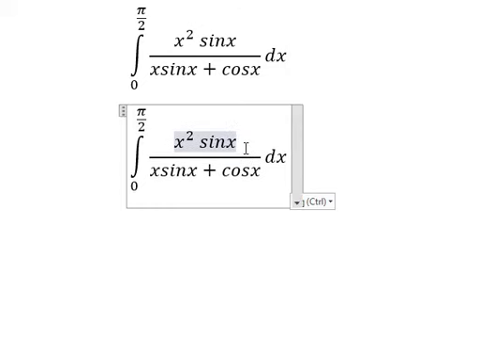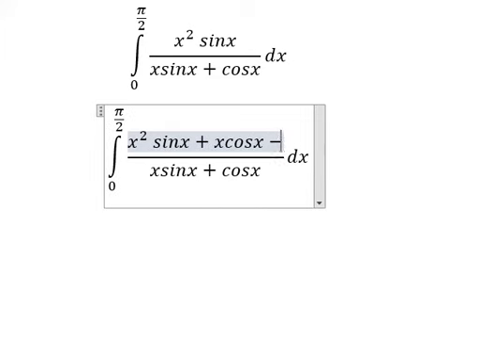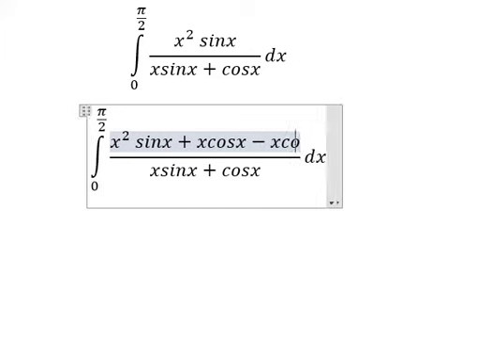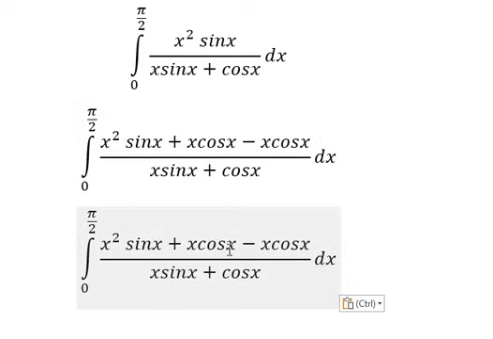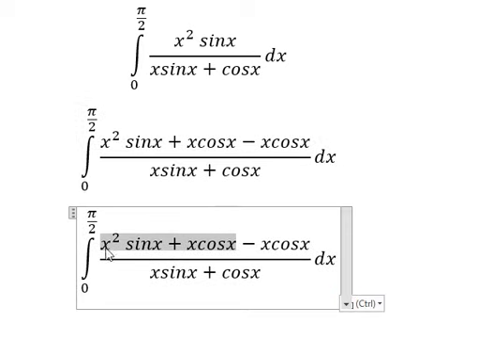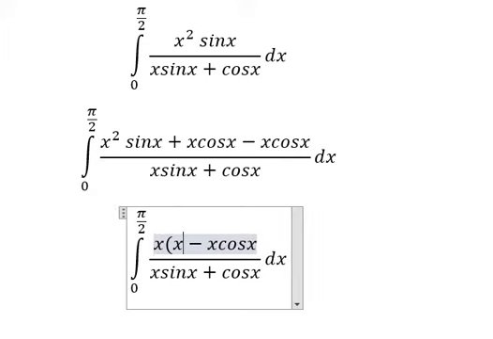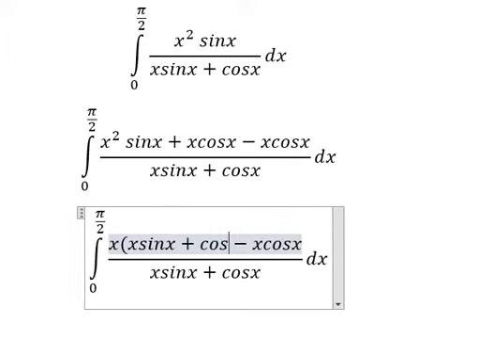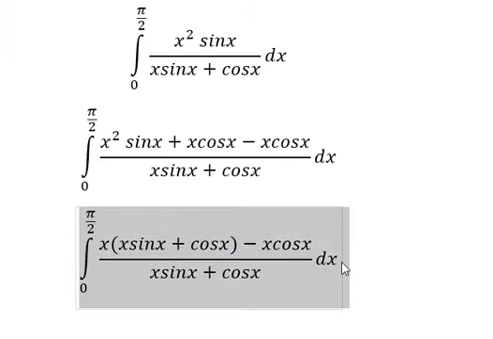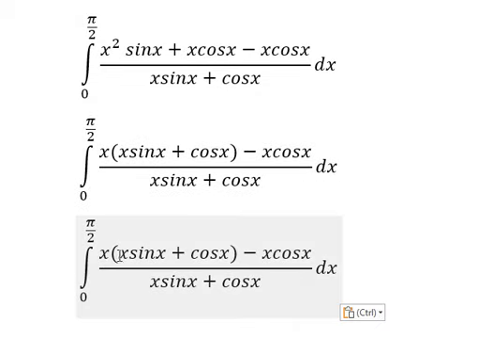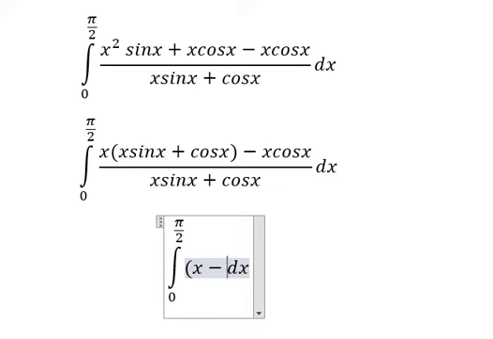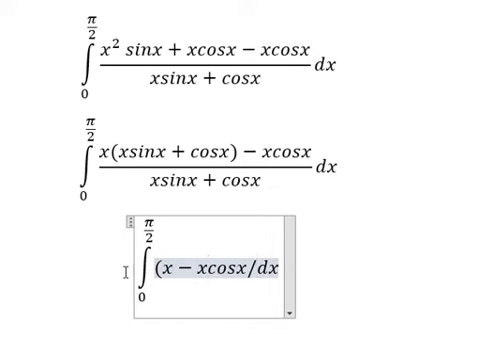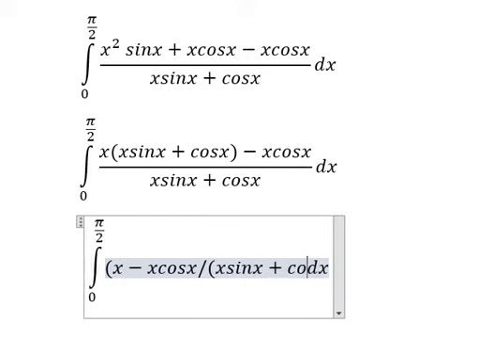First, I need to add s cosine x. Later we need to subtract s cosine x. Next, we can do factorization by x. Next, this one divided by this one, so we have number 1. That means we have s minus s cosine s over s sin s plus cosine s.